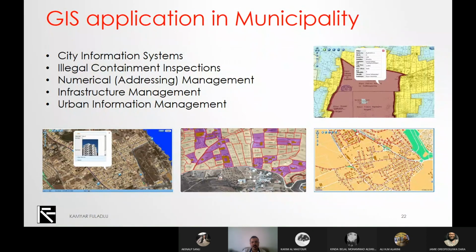As an example, for instance, let's say the electric department comes and digs the street and puts in their own electric line, and then they cover it, coat it, and a few weeks later, the water department comes and digs the same area again, and this time they put in a water line. So this is the mismanagement of infrastructure. We also have numerical addressing management, which is missing here.